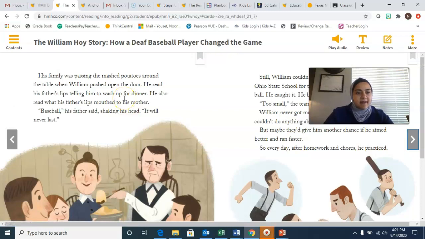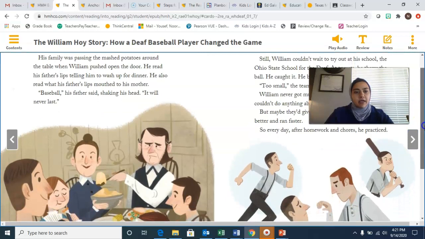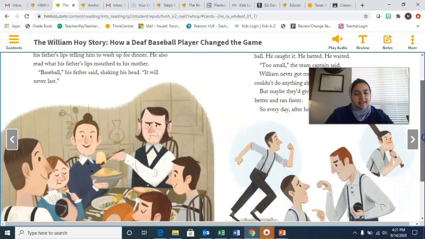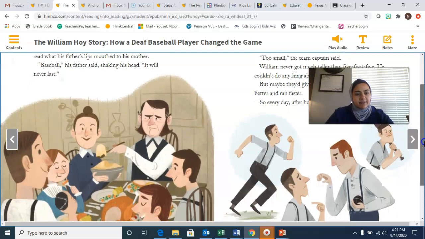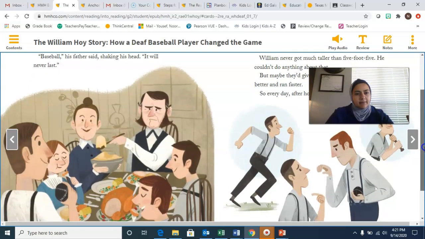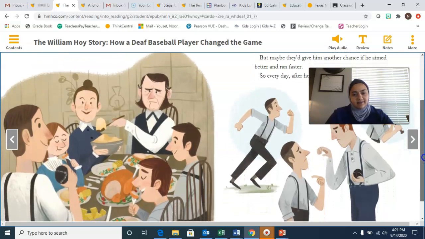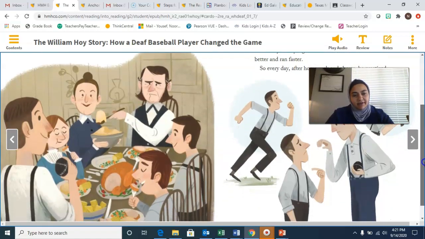His family was passing the mashed potatoes around the table when William pushed open the door. He read his father's lips telling him to wash up for dinner. He also read what his father's lips mouthed to his mother. "Baseball," his father said, shaking his head. "It will never last." So could William hear what they were saying?